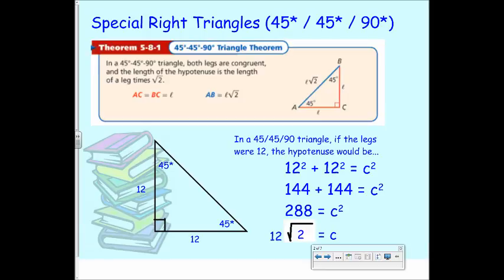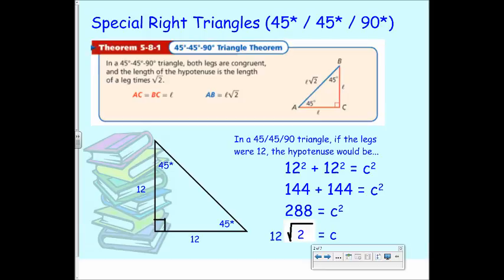So the other two angles are 45, which means that both of the legs then are what? Equal. So both of the legs have to be equal. So in a right triangle that's 45, 45, 90, two of the legs are going to be equal. So for example, in this special right triangle picture that I have right here, both of the legs are 12, and you know that they have to be the same because both of the angles are 45.